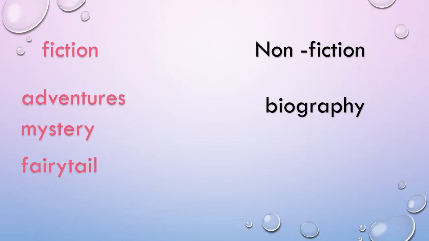Fiction. So, fictional books are stories that are not based on true events or on real people, like adventures, mystery, and fairy tale. Nonfiction books are based on real people or are books which have got facts in them, like dictionaries or biographies. So what is a biography? A biography is a story of a real person's life.